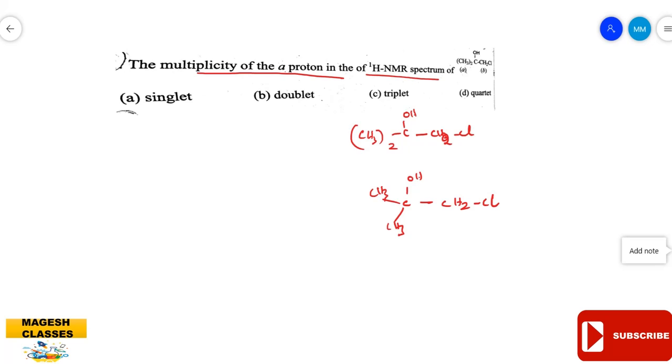The spin multiplicity depends upon the formula n plus 1, where n is the number of neighboring hydrogen atoms. In this case, there is no neighboring hydrogen. For example, when the CH3 is considered, it has no neighboring hydrogen atom. The OH hydrogen also has no neighboring hydrogen atom, and the CH2 hydrogens also have none. And so no multiplicity is observed, and n is equal to 0. You get 0 plus 1. It is singlet, A.